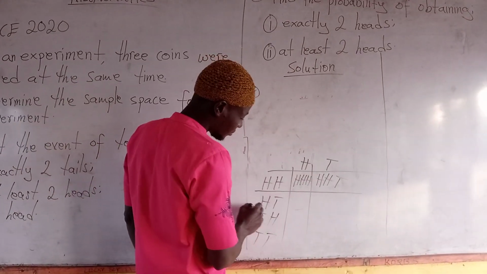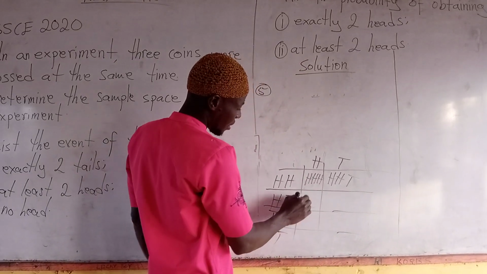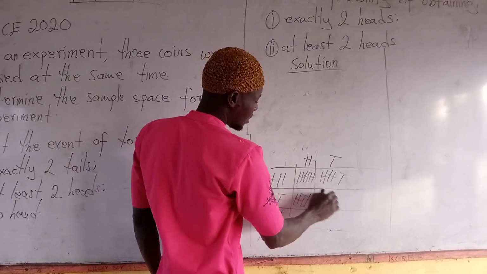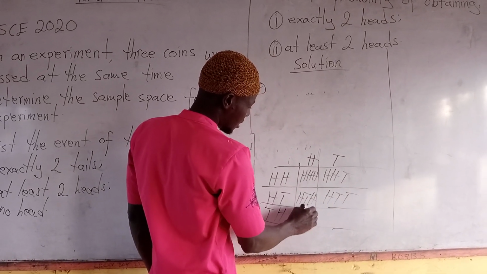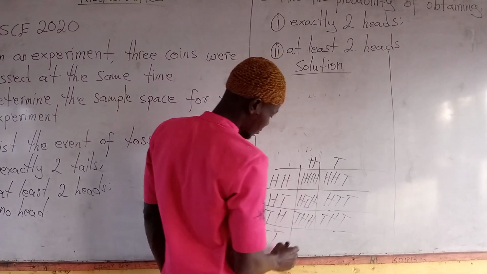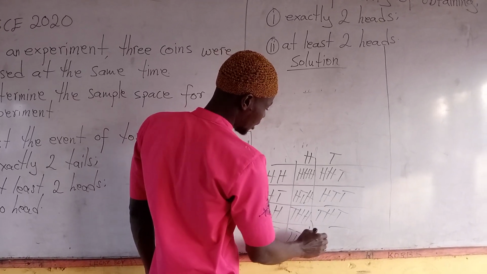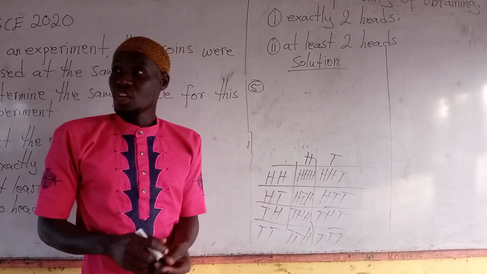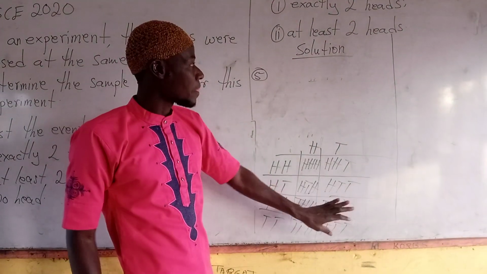Then you have here, let me rule the lines. So you have head, tail, head. Then head, tail, tail. Tail, head, head. Then tail, head, tail. Then tail, tail, head. And the last one will be tail, tail, tail. So throwing 3 coins at the same time will give you this sample space.